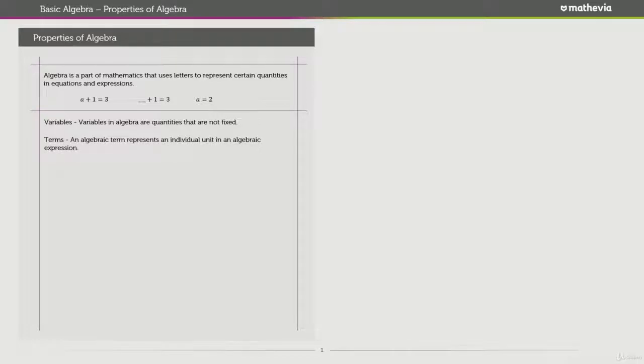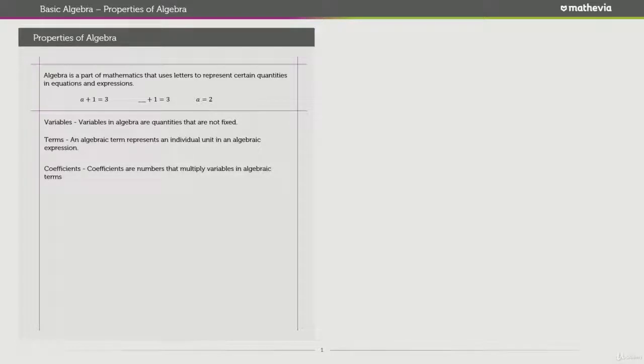Now, what about terms? An algebraic term represents an individual unit in an algebraic expression. For example, you could have an expression 2x plus 5 plus y, and basically 2x is a term, 5 is a term, and y is a term, and they all form an algebraic expression.